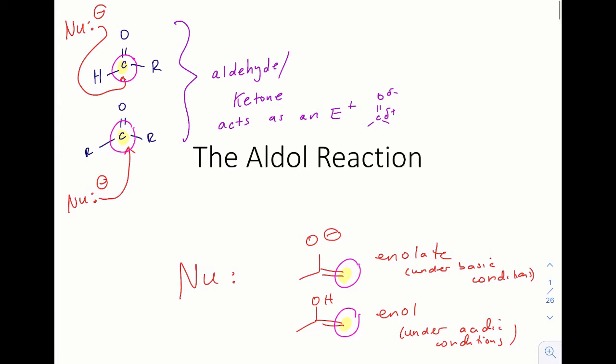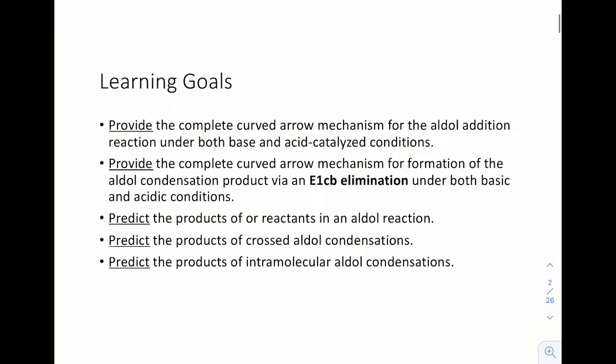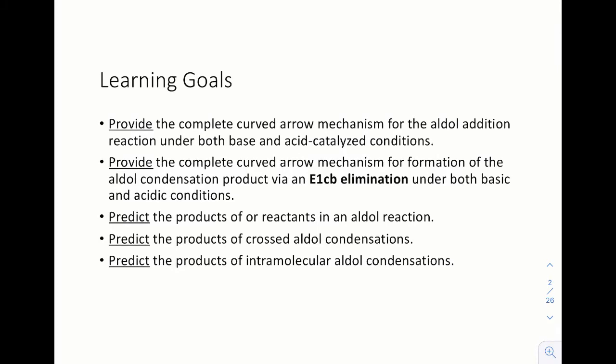Let's get started. The learning goals for today are to be able to provide a complete curved arrow mechanism for the aldol addition reaction under both base and acid catalyzed conditions, and to provide the complete curved arrow mechanism for the formation of the aldol condensation product. So there seems to be an aldol addition product and an aldol condensation product via an E1CB elimination. Ooh, exciting. We're going to learn a new pathway for eliminations, again, under both basic and acidic conditions.